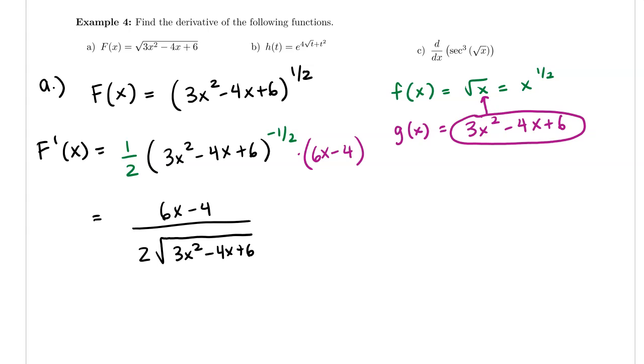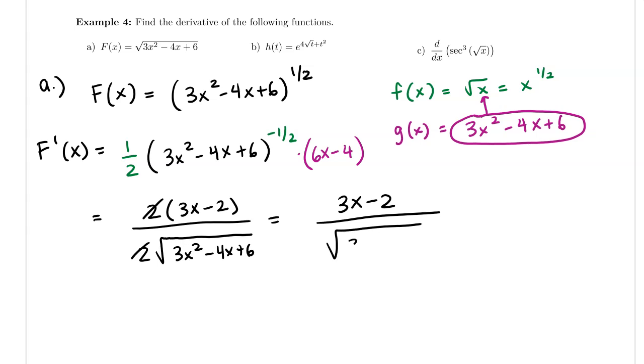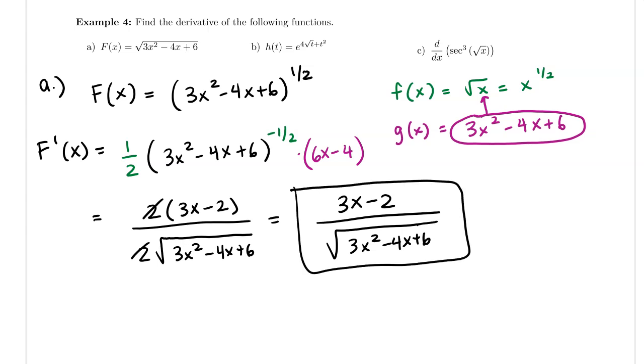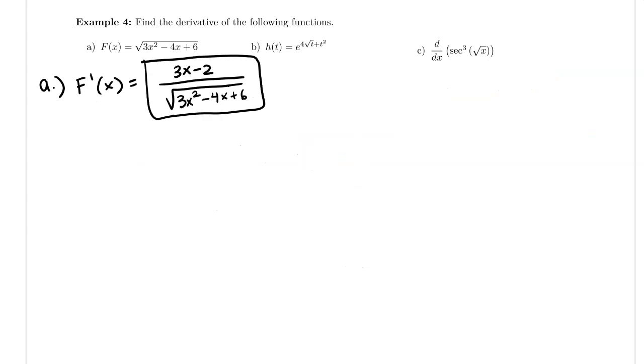Now, I'm okay with you leaving your final answer like this, but do notice that in the numerator we could factor out a 2. If we factored out a 2, that would leave us with 3x minus 2, and then these 2's would divide out. So finally we get 3x minus 2 over the square root of 3x squared minus 4x plus 6. So there's our answer for part A. All right, let's move on to part B.